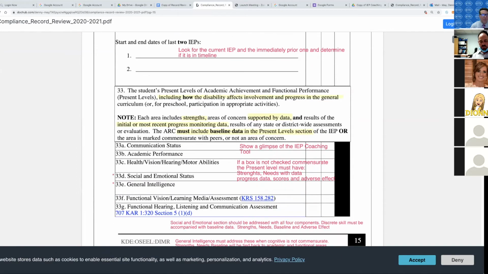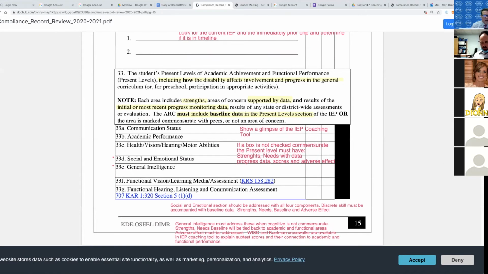Now talking about the present levels. I will say that KDE let us know back when the year started that present level was going to be a point of emphasis. So we really needed to train that up and work on that. We really needed to look for, and grade hard, the IEPs that we're looking at. So there are some things that you need to have in there.